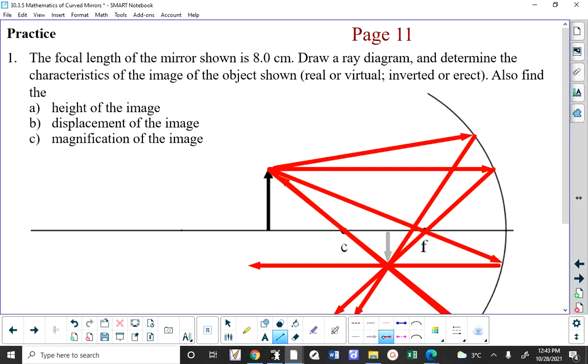What's special about the three cases that we talked about, which I'm going to show you right now? Those are the three cases we've talked about. Through the center, back through the center; through the focal point, parallel; parallel, through the focal point. They're special because we know how to draw them.